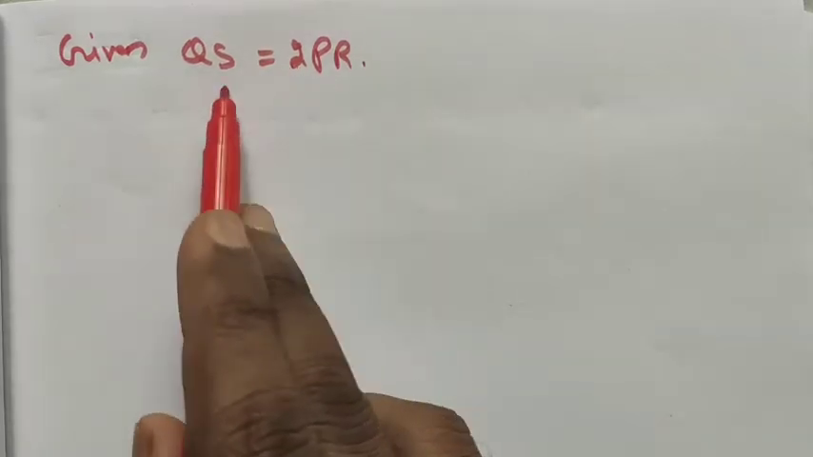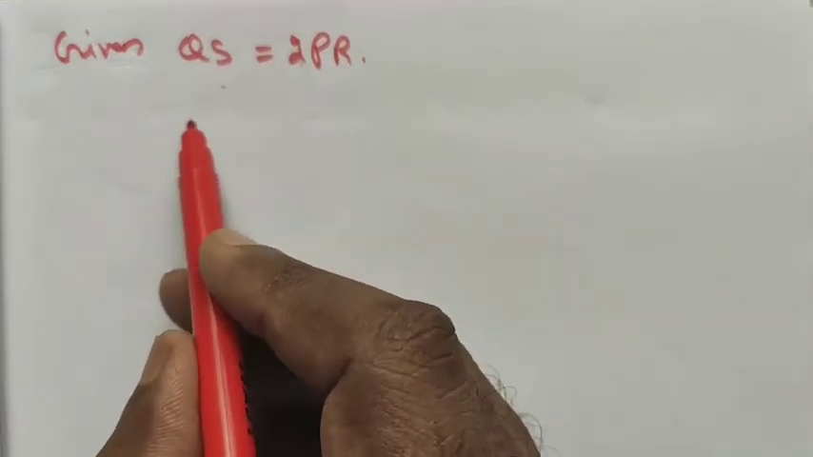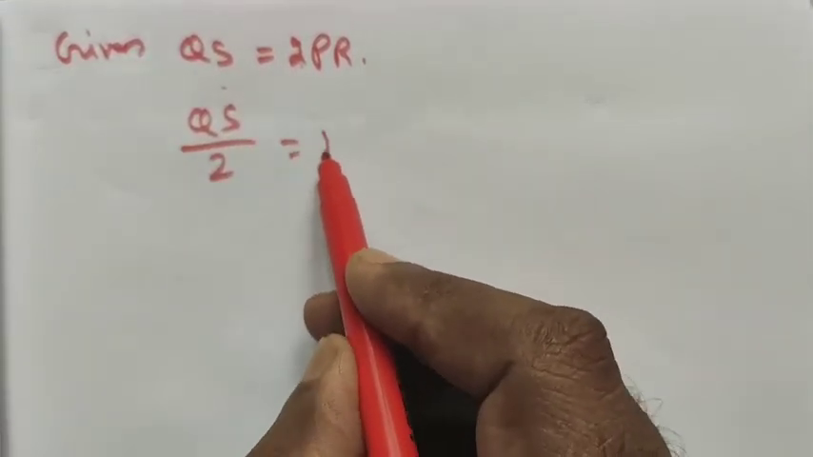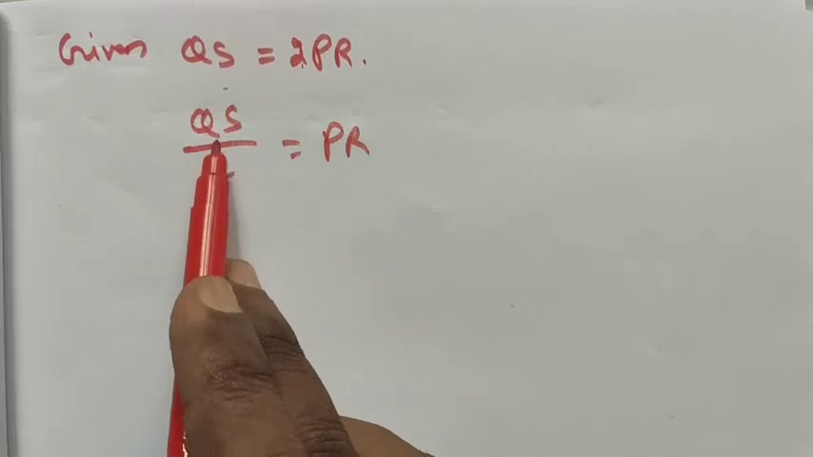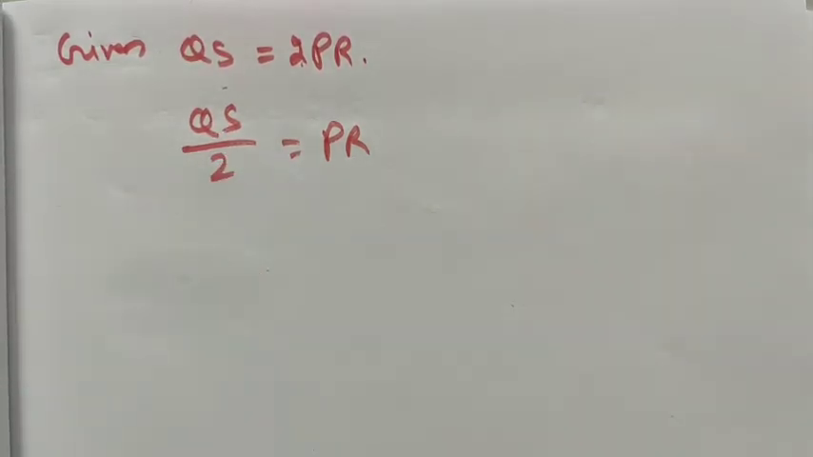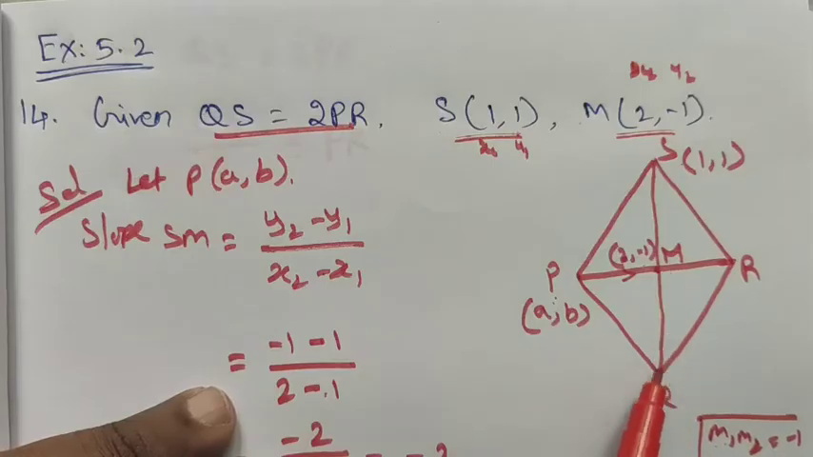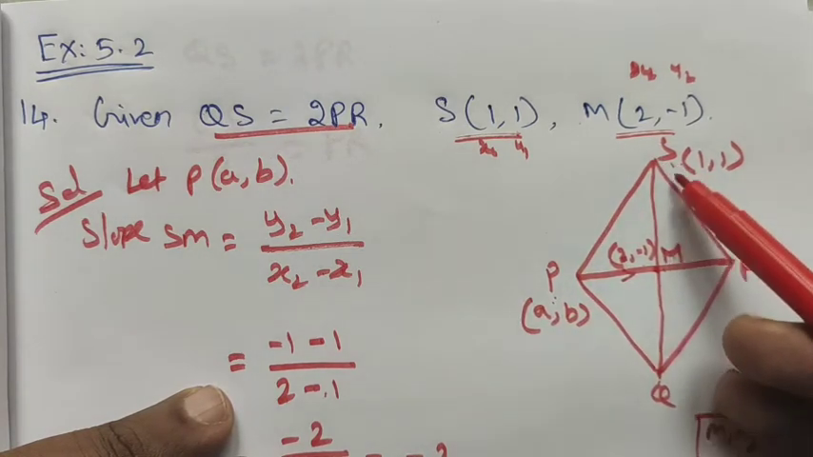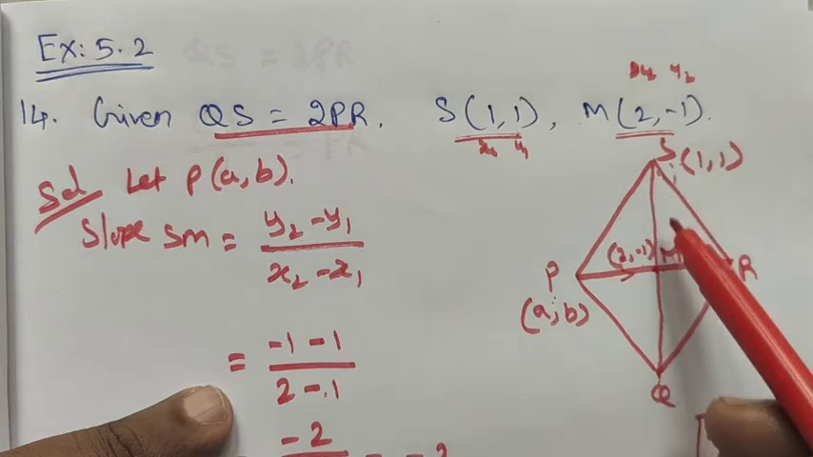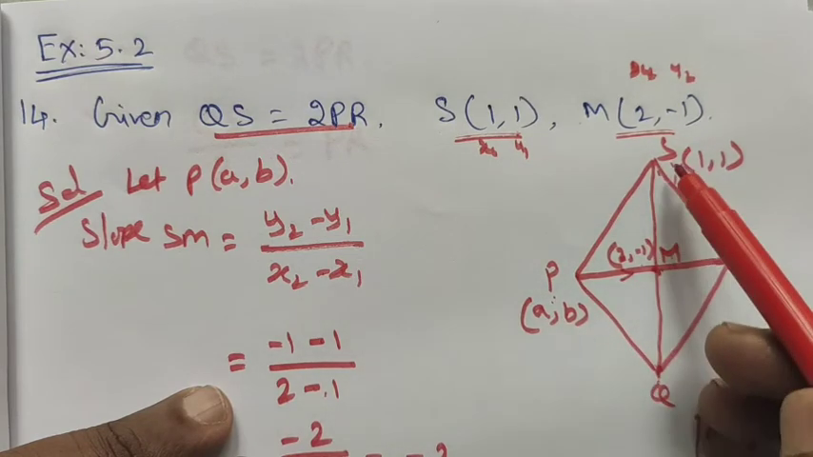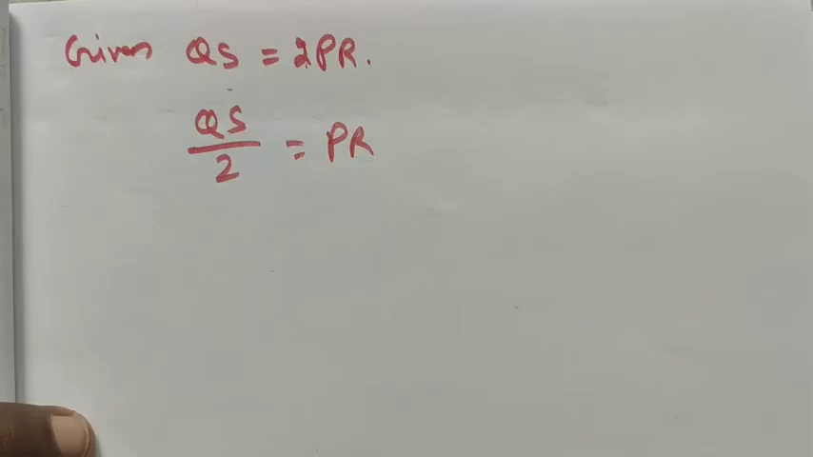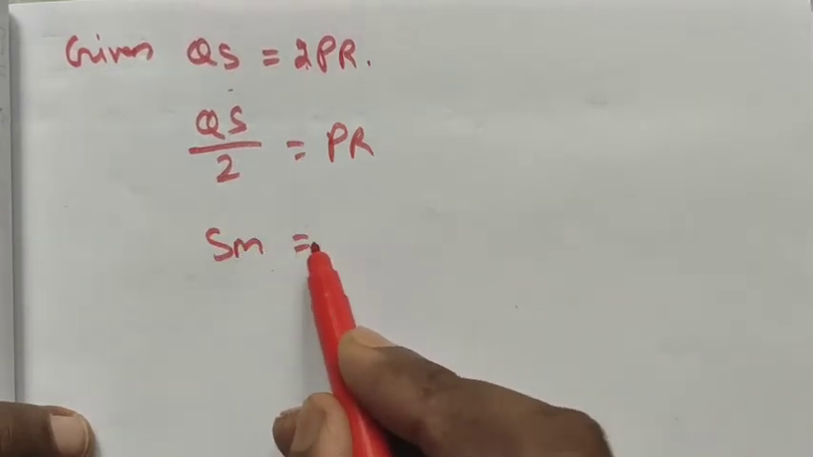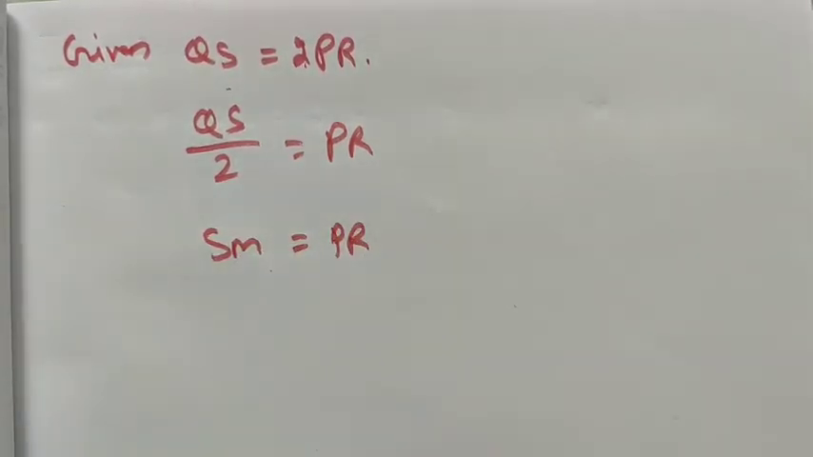I take this 2 to the other side, which means multiplication turns into division. So half of QS, QS divided by 2, is equal to PR. The line QS divided by 2 gives us the point M. So here I am writing SM is equal to PR, the total PR.